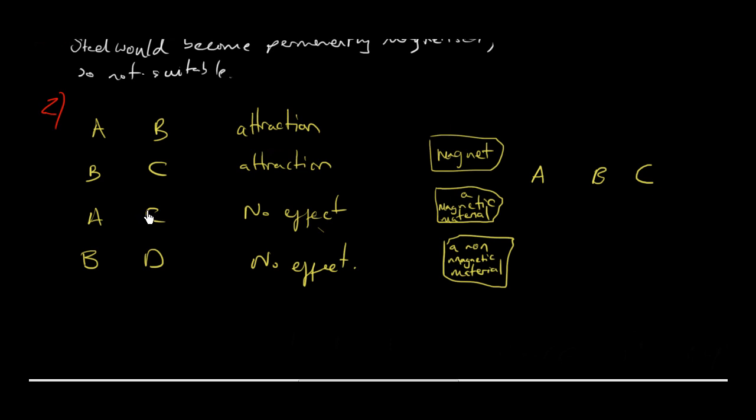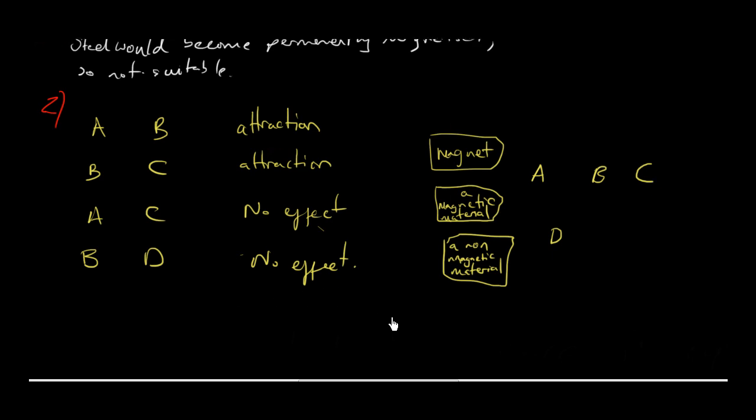What about C and D? What about D that we have left here? Well, D only pops up in this fourth group, and it interacts with B and has no effect whatsoever. So since there's no effect at all, D cannot be a magnet. It could be a magnetic material, and then B could also be a magnetic material, without either one of them being a magnet. So let's put D here. Okay, and now let's see if it's possible for D to be a magnetic material.